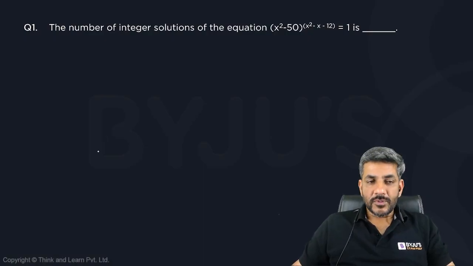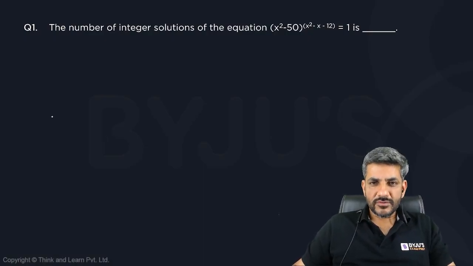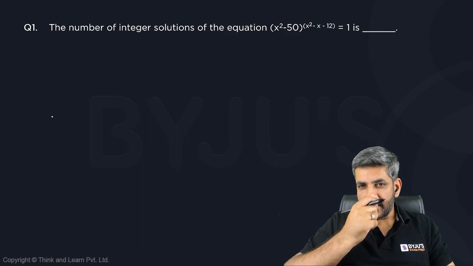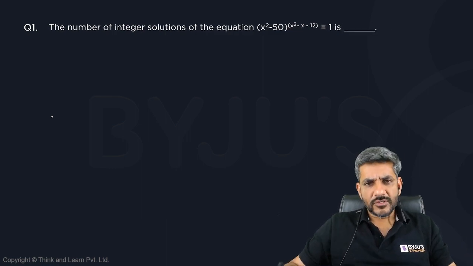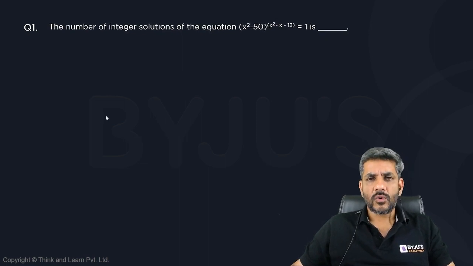So here is the first question. The number of integer solutions of the equation (x² − 50)^(x² − x − 12) = 1. Now this kind of question has been asked in CAT before as well, so many of the students already have an idea about what is to be done.